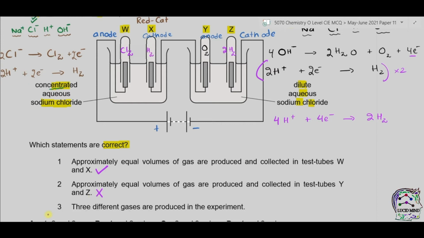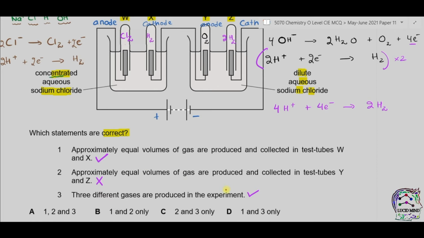Part 3. 3 different gases are produced in the experiment. We can see we have chlorine gas that is formed, hydrogen gas is being formed, and oxygen gas is also formed. So therefore statement 3 is correct. As 1 and 3 are correct, so therefore answer is D.